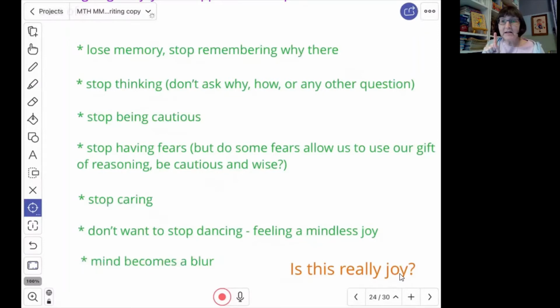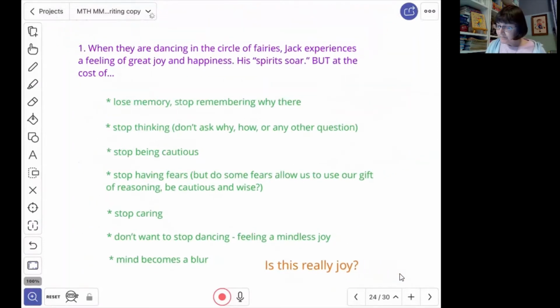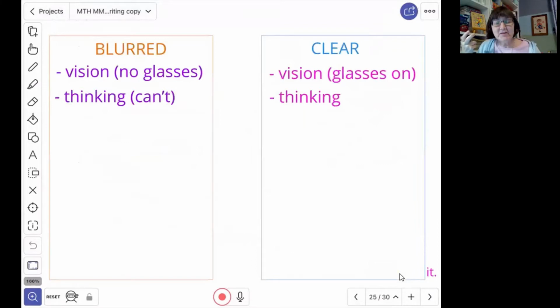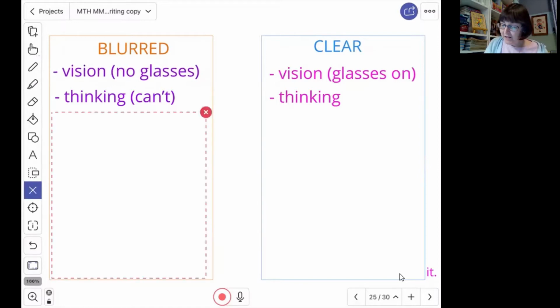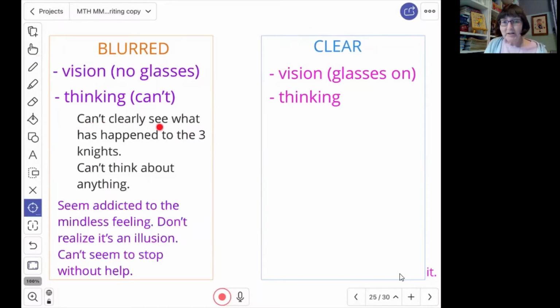And do you remember also his glasses fell off? Let's think about that for a minute. The author really used this well to talk about blurred vision and thinking and clear vision and thinking. So when Jack's glasses fell off, he had blurred vision, okay? So what could he not see? Well, he could not clearly see what happened to the 3 knights. It also said that his mind became a blur. That means his thinking was not clear. He actually couldn't think about anything.